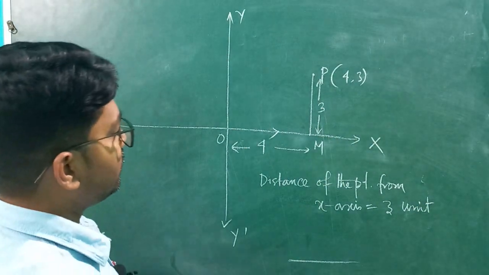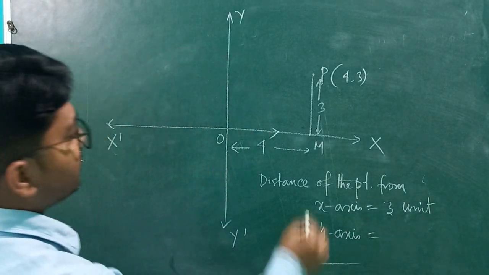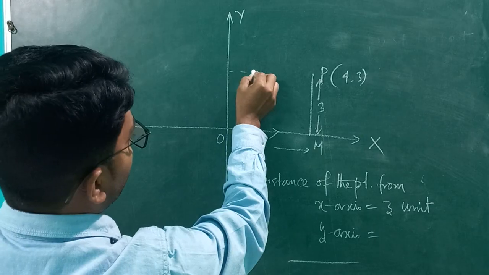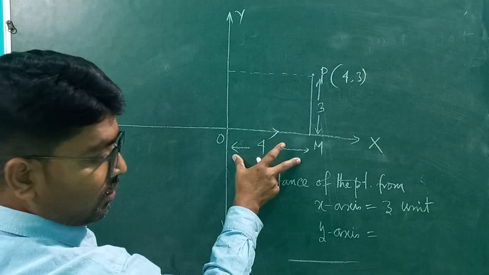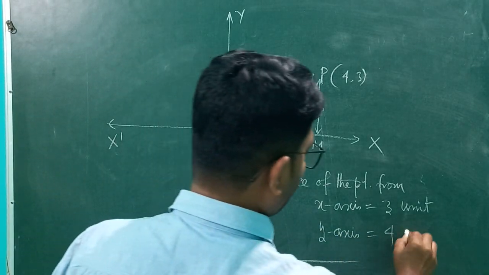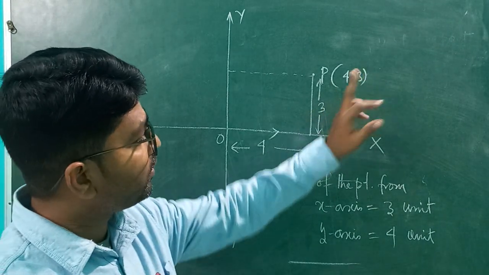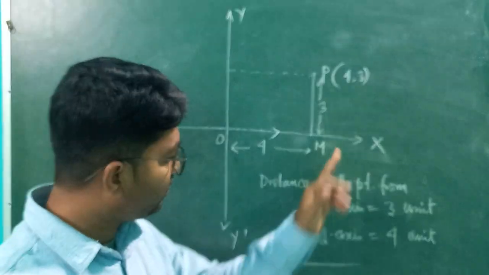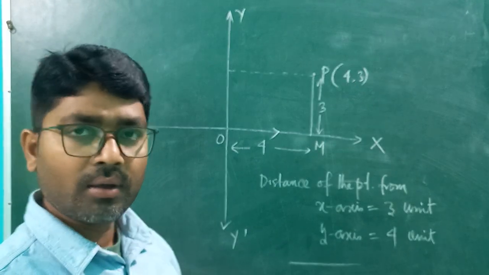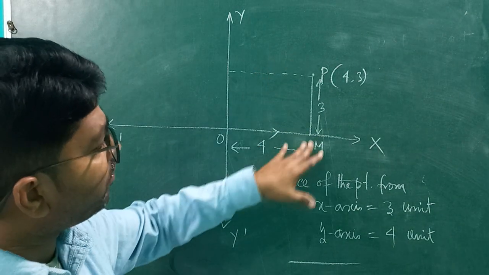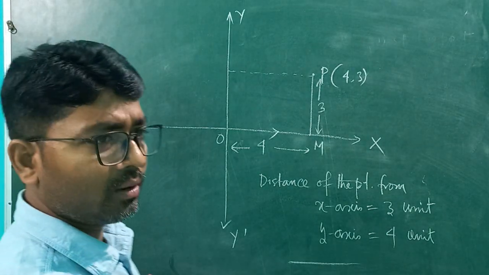And what is the distance from the y-axis? The distance of the point from the y-axis is this length. Now, this length equals this length, that is 4 units. See, they are the coordinates. 4 is the x coordinate and that is the distance of the point from the y-axis, and 3 is the y coordinate and this is the distance of the point from the x-axis. Clear? And distance is always positive.